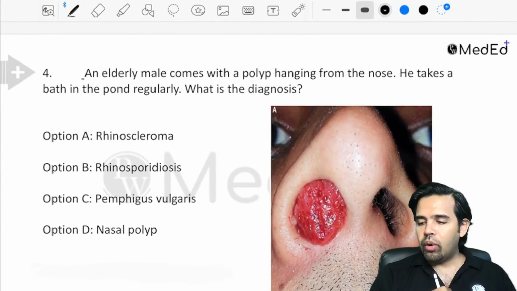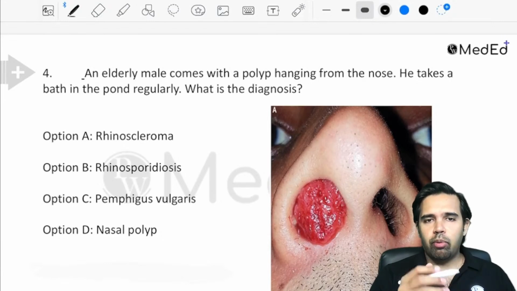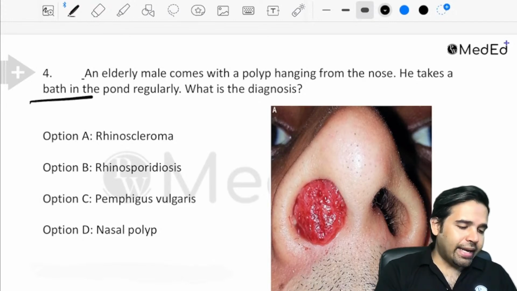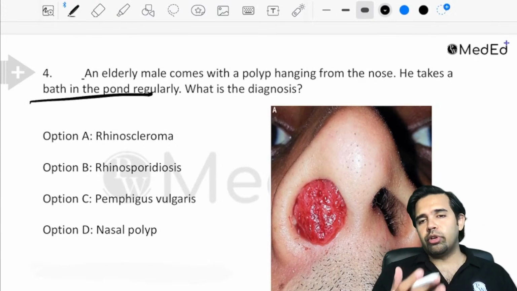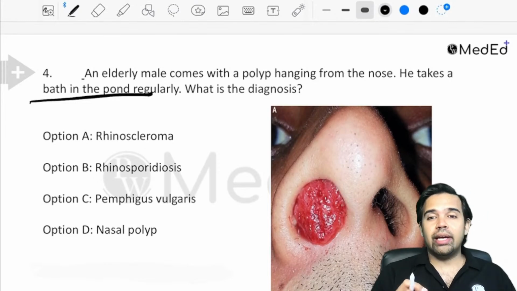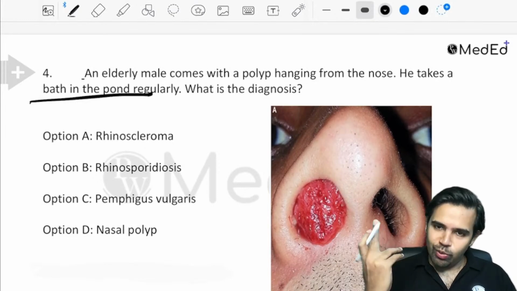Okay. Now, an elderly man comes with a polyp hanging from the nose and he takes a bath in the pond regularly. It's a two-sentence question, and the bath has equal importance to the polyp. Why is this information there? And that's the beauty of these MCQs, that the examiner has to give you hints. Otherwise, in medicine, anything can happen.